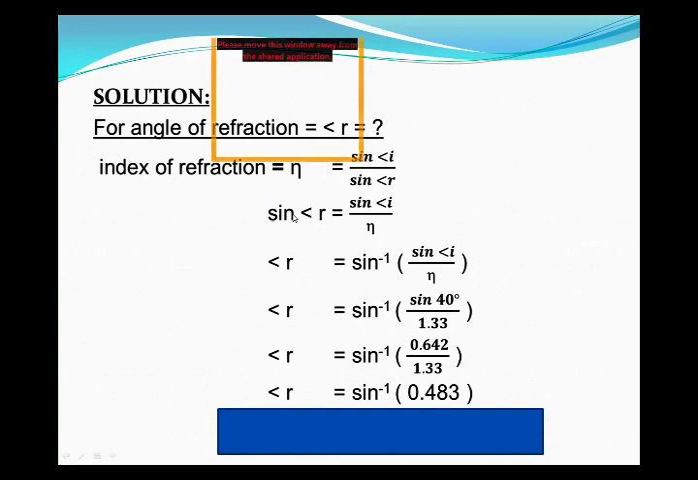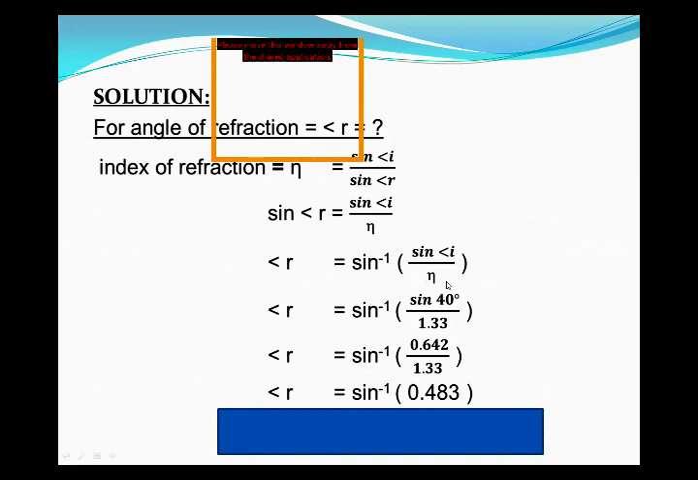So we will shift sine from left to right. First it will come in division, after that we will shift it to the numerator. So what will happen? Its sign will be changed. If it is positive, it converts into negative, and if it is negative, it converts into positive. That's why this sign will come in sine inverse. It is also said as sine inverse.